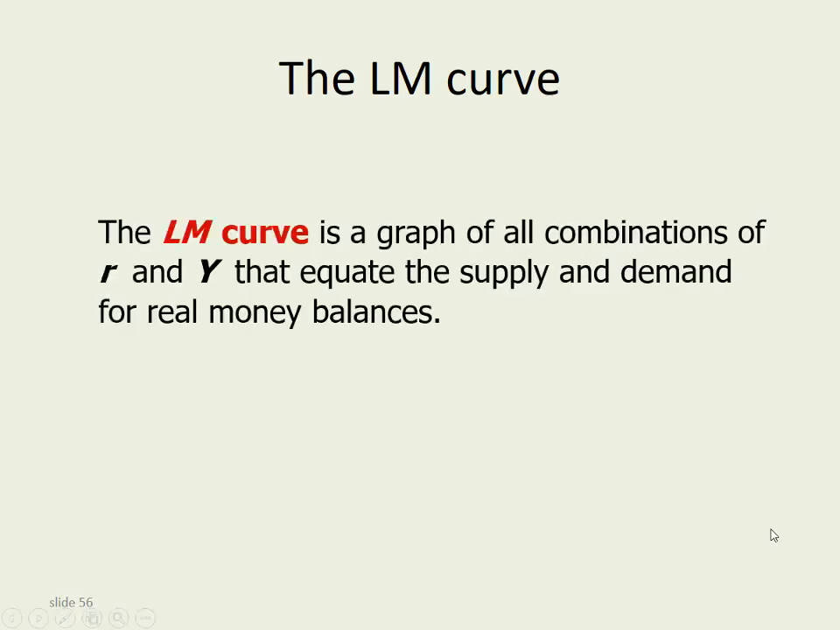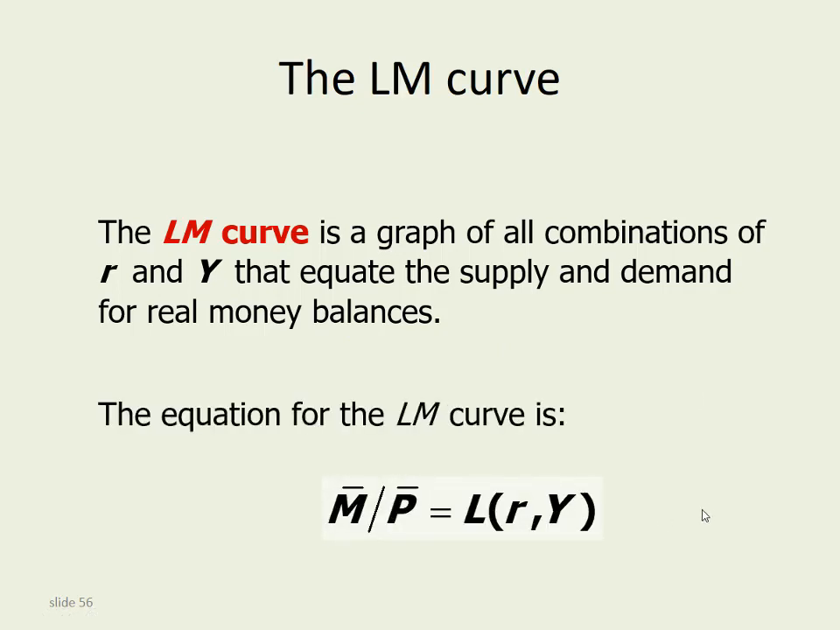So here's the LM curve. And here you're looking at the combinations of these two factors that lead you to equilibrium in that money market. And there's the equation. That's got to be equal to that.